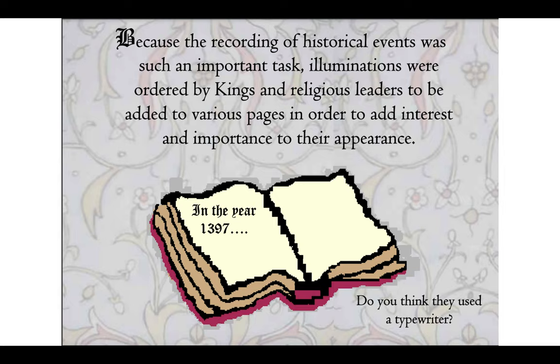So in the year 1397, do you think that they used a typewriter? They did not. The typewriter wasn't even invented then. So the reason why handwritten things were so important was because it was the only way that people could do it. So they were ordered by kings and religious leaders to add interest and importance to their appearance because this was the only way that they could keep track of their history and events that were happening.